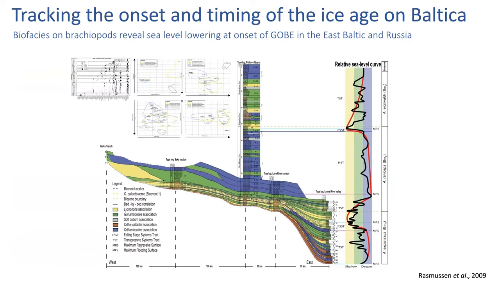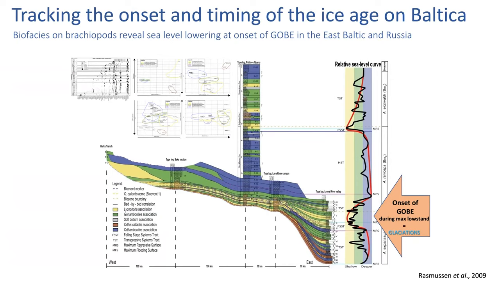We took this a bit further and put it into an ecostratigraphical context, where we demonstrated that as sea level lowered, this was basically when we had the highest peak in brachiopod richness. So this really linked, in a regional setting, the onset of ice house conditions to a rise in biodiversity.